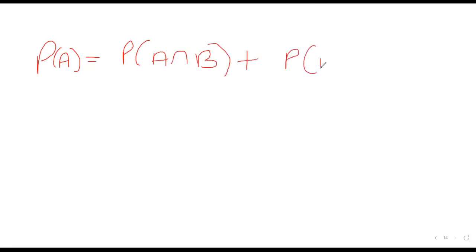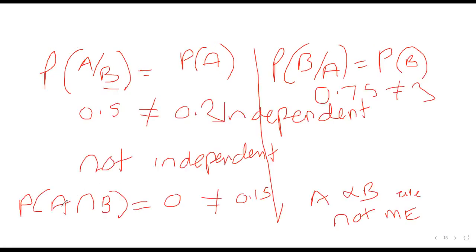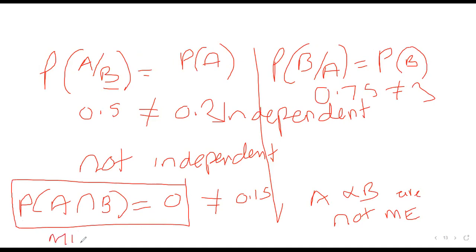For mutually exclusive, events should have 0 intersection. So A intersection B must be equal to 0. That is a rule. Otherwise, if you don't get an answer equal to 0, it means they're not mutually exclusive. So events are mutually exclusive if and only if their intersection is 0. An applied perspective is which events can never occur at the same time.